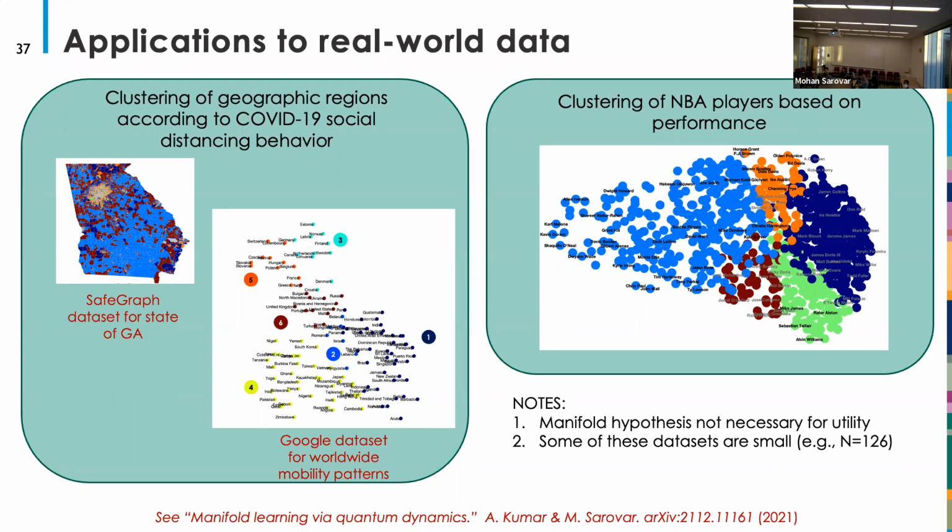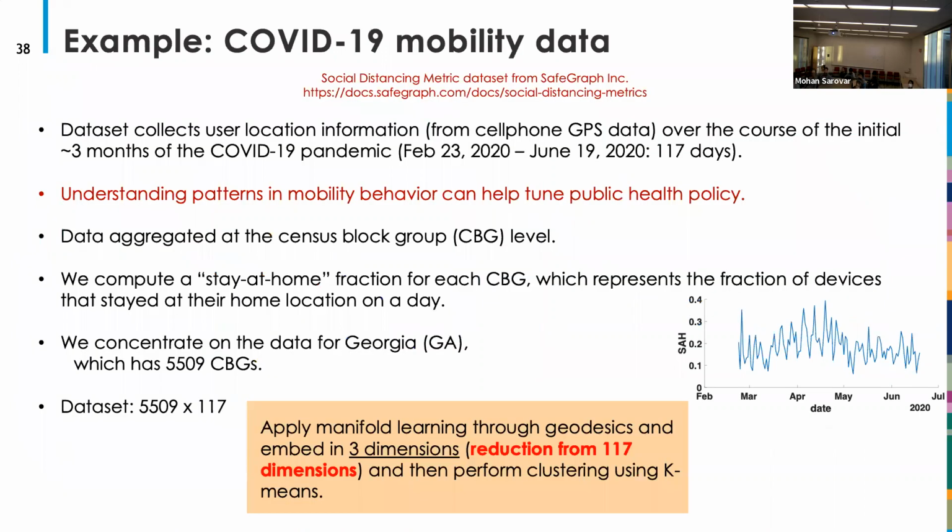Okay, so I don't have time to go into all of these, but I'm going to just go into one of these data sets. So this is COVID-19 mobility data. We did this work when we were all kind of locked in our homes in COVID, and so COVID data sets were kind of the most front and center in our minds. So we thought, let's analyze one of these. And this is a social distancing data set.